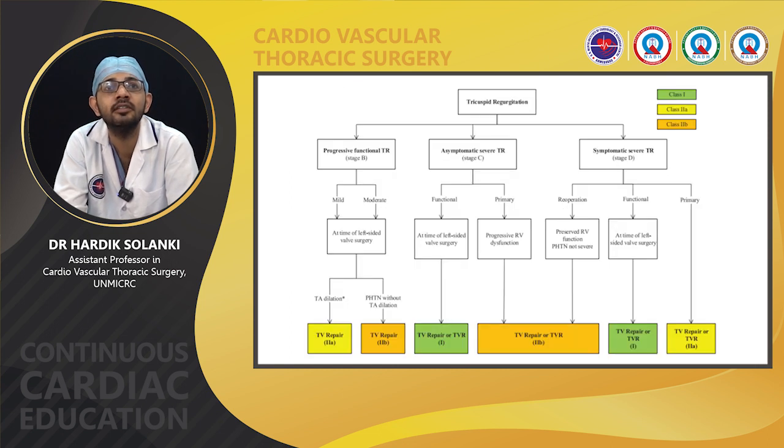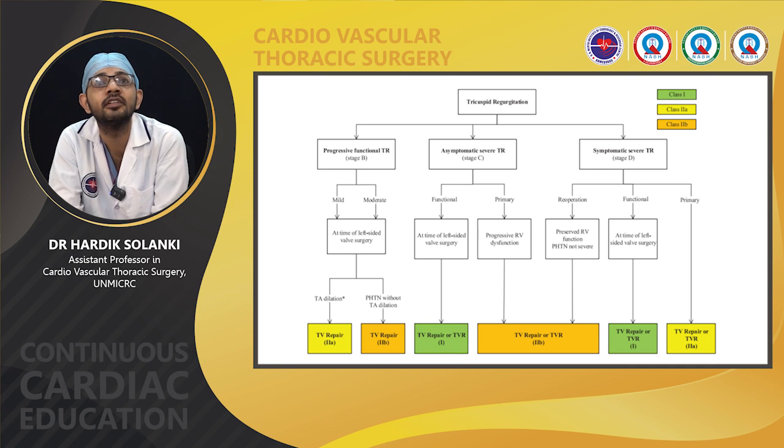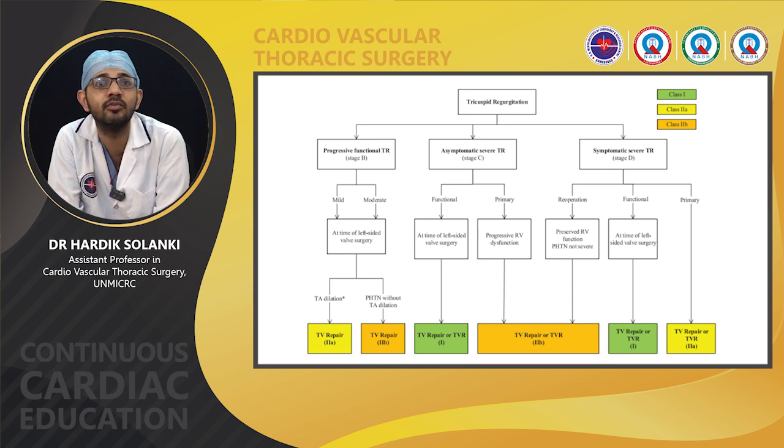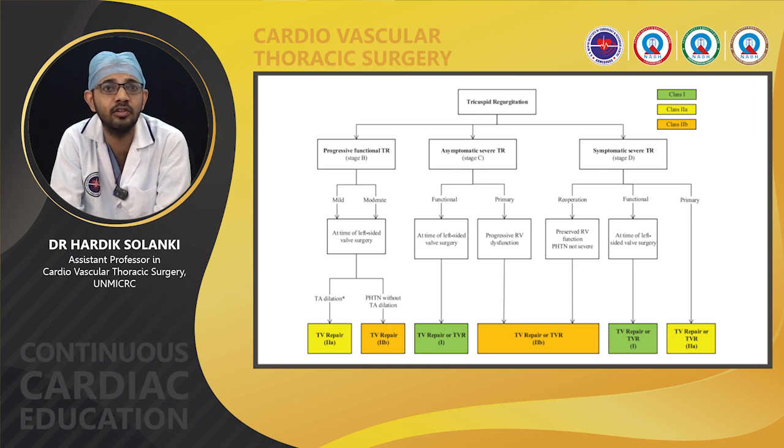This is a brief summary regarding tricuspid regurgitation. Patient having progressive functional tricuspid regurgitation, stage B, if it is mild or moderate, and the patient having concurrent left-sided mitral or aortic valve pathology associated with tricuspid annular dilatation, tricuspid valve repair is considered. In patients of asymptomatic severe TR, it is functional due to secondary LV dysfunction or left-sided valve pathology.